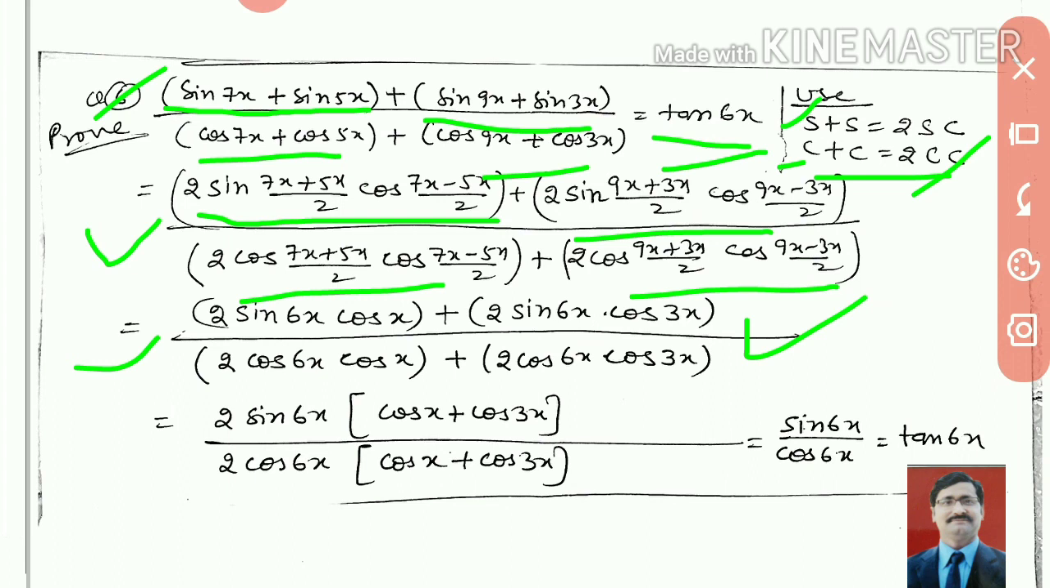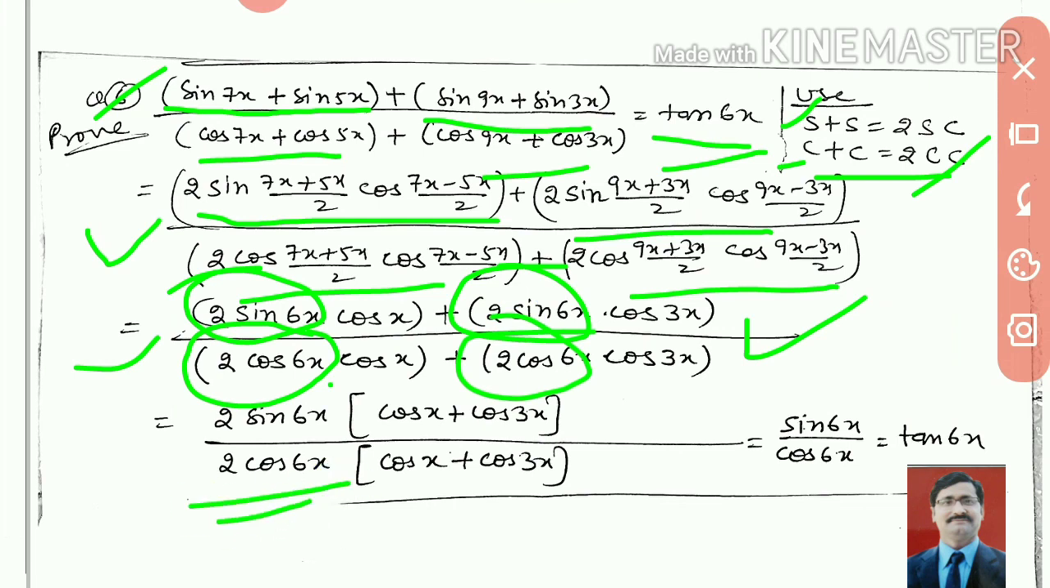Now what is common here? You check, in the numerator 2 sin 6x is common, and in the denominator 2 cos 6x is common. So we will get 2 sin 6x bracket (cos x plus cos 3x) upon 2 cos 6x bracket (cos x plus cos 3x). So look at this, cos x plus cos 3x cancels, and this 2 also you can cancel. You will get sin 6x upon cos 6x, which you can write as tan 6x.